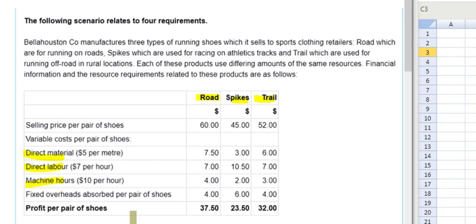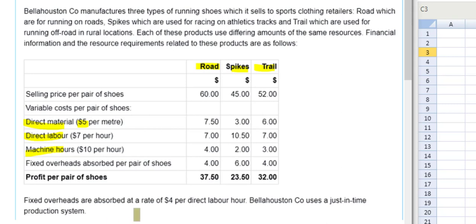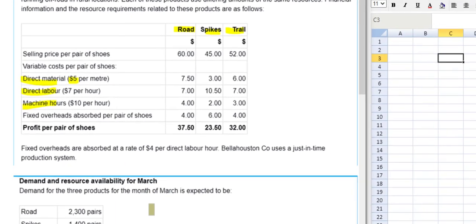So you don't need to take into account those fixed overheads unless they asked you to find profit at the end. And then you'd have to find how many fixed overheads there was. So here we'll just be focusing on contribution. And to find out how many resources they use for each shoe, you need to take the $5 per metre, divide it into the $7.50, which is the standard cost, to get the amount of meterage that a road or a spike or a trail uses. And I'll show you how to do that in a minute. Again, the fixed overheads is there as a distractor.